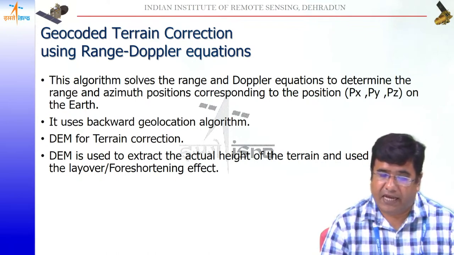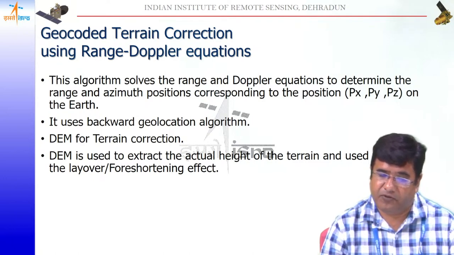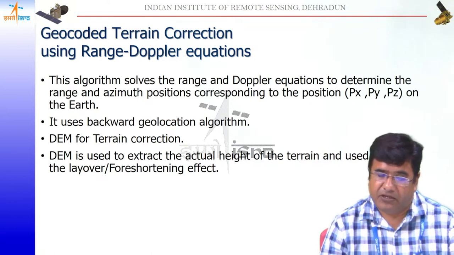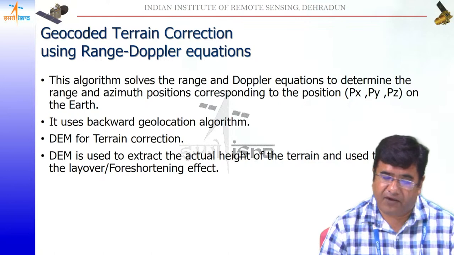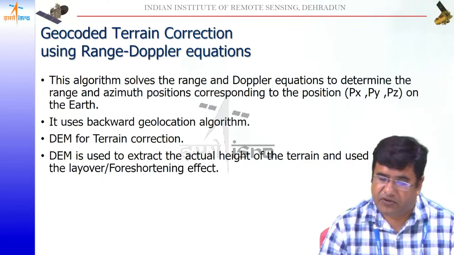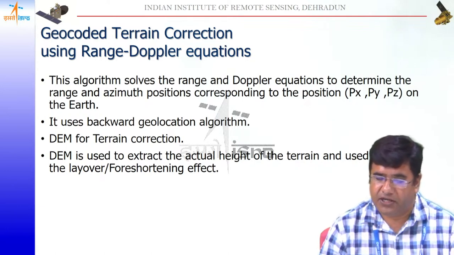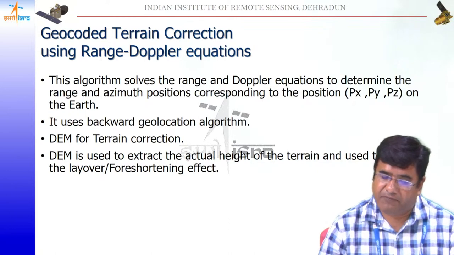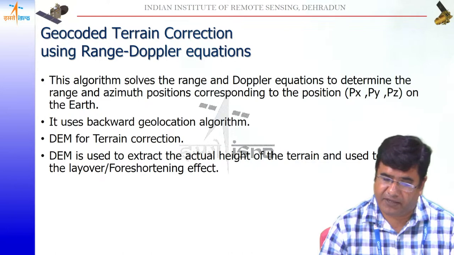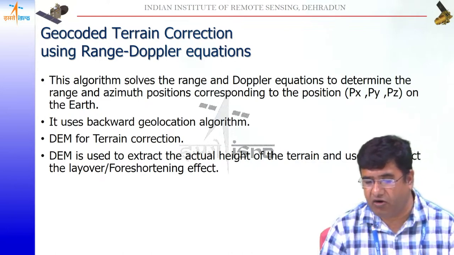Okay, so this algorithm solves the range and Doppler equation to determine the range and azimuth position corresponding to the position px, py, pz on the earth. So what we will do is the backward geolocation algorithm. We will take the digital elevation model, in which we have all three things: latitude, longitude and height. For this point we will see where it appears in the SAR image, and that SAR pixel is written in the output space.